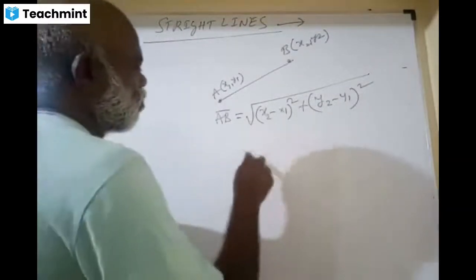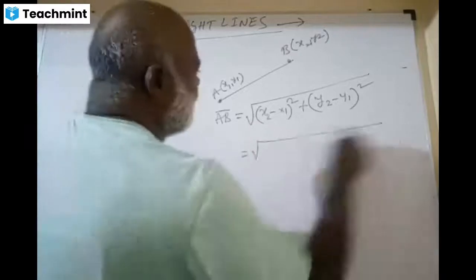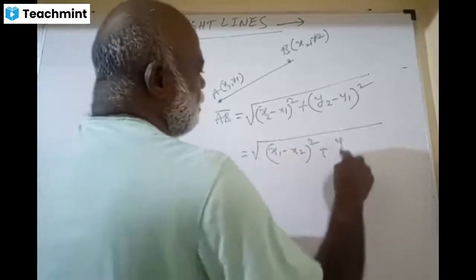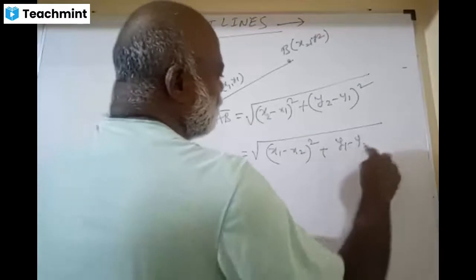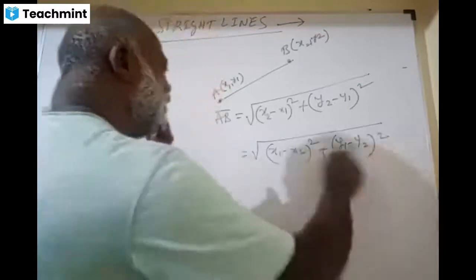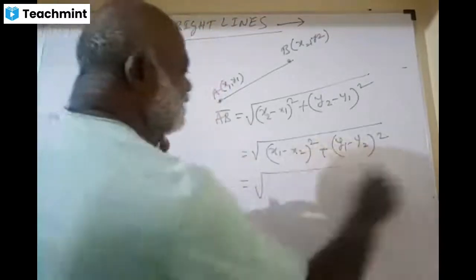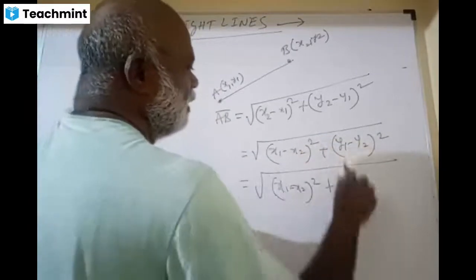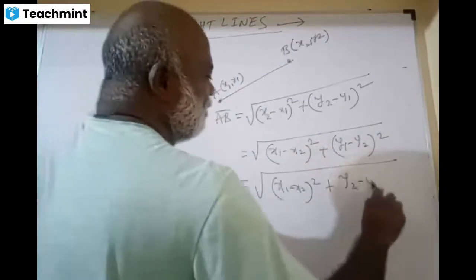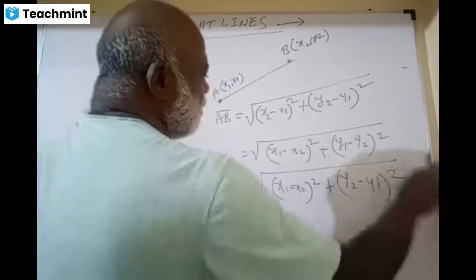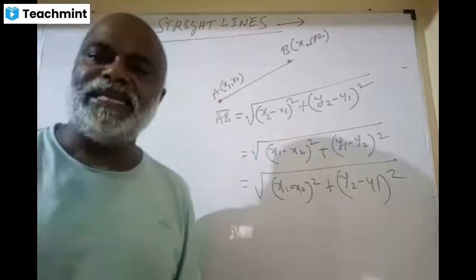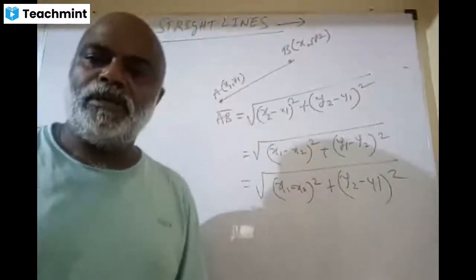At the same time, this formula can be rewritten in a different way: (x1 minus x2) whole square plus (y1 minus y2) whole square. You can mix up also. I can use (x1 minus x2) whole square plus (y2 minus y1) whole square. Also, I can mix up here because squaring is there. So you have that facility, please.